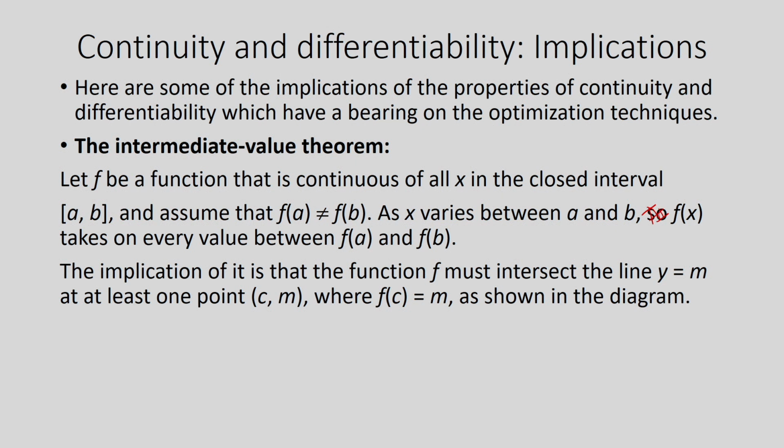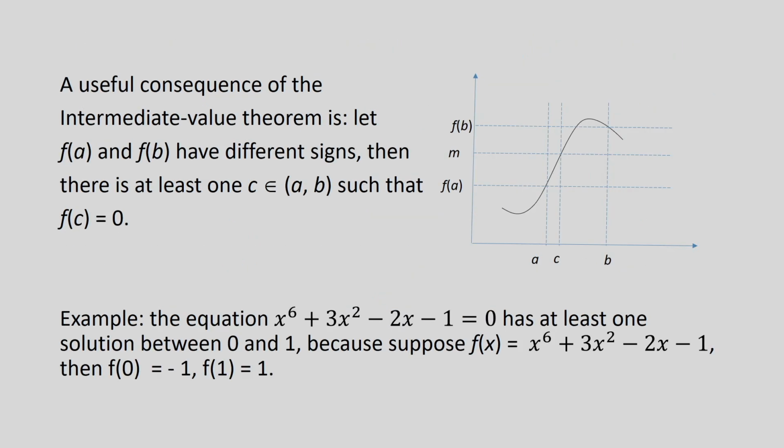Remember, here it is important that f is a continuous function, the interval is a closed interval, and f(a) is not equal to f(b). So, they have different values. The implication of this theorem is that the function must intersect the line y equal to m at least at one point c, where f(c) is equal to m, as shown in the diagram.